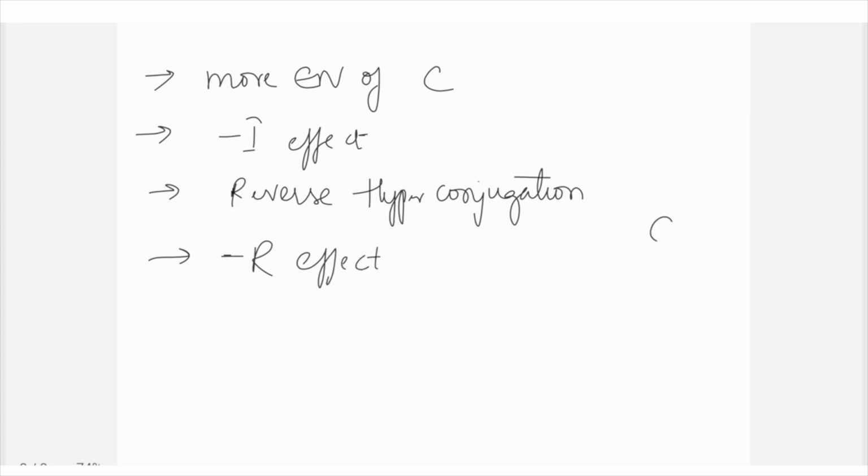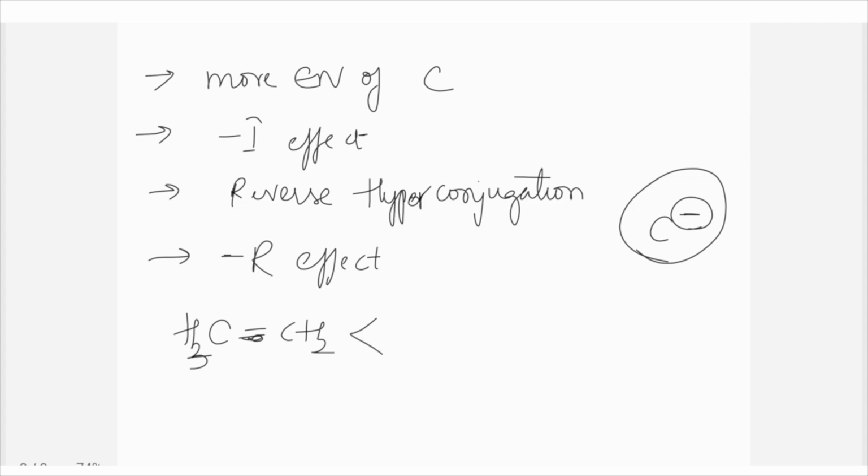Then comes the minus R effect. Since the carbanion is electron rich, all the factors or all the phenomena where electron withdrawing is present will support the carbanion stability. So accordingly we can see, if it is ethyl, it will have the least stability. Then if it is ethynyl, it will have more stability compared to the ethyl carbanion.